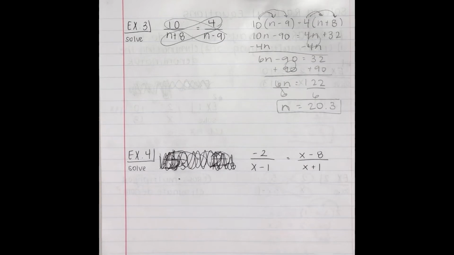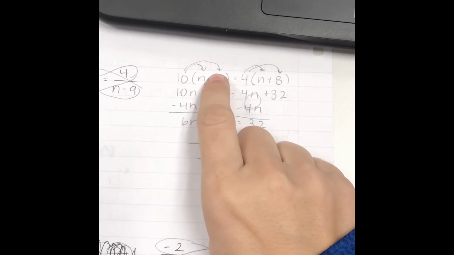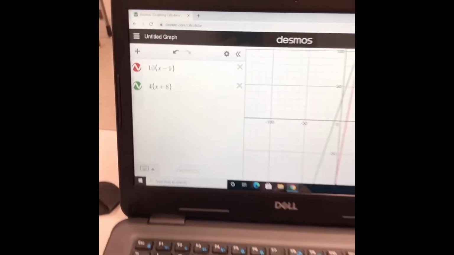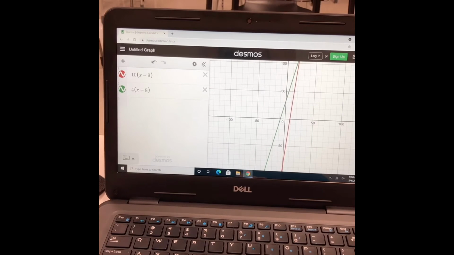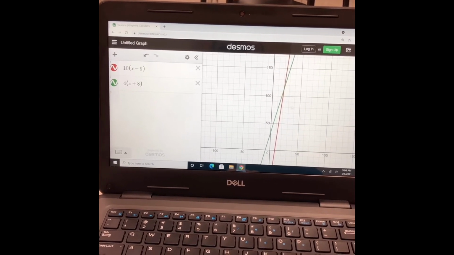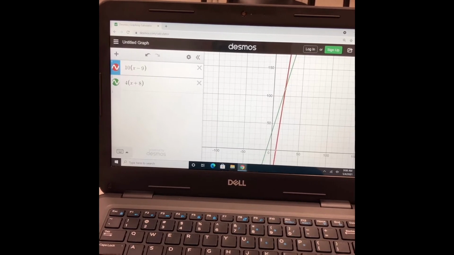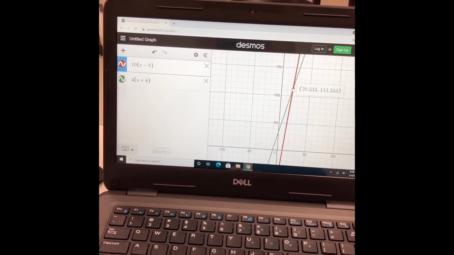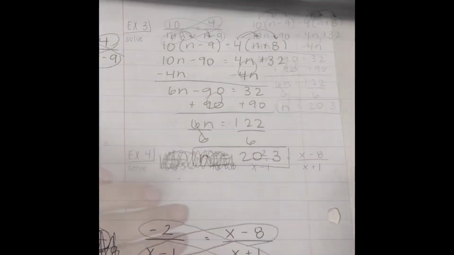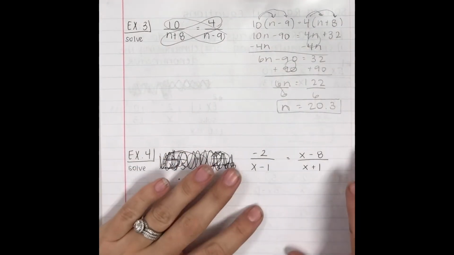Okay, for this one we're typing in this half and this half. So I've typed them both in. Notice I used x instead of n. You want to do the same if you have one where the variable is not x. I had to zoom out a lot more for this one, so I'm just going to click my functions. Their intersection point shows up, and the x value is 20.3, which is what we have. And we're going to do one more with cross multiplication down below.